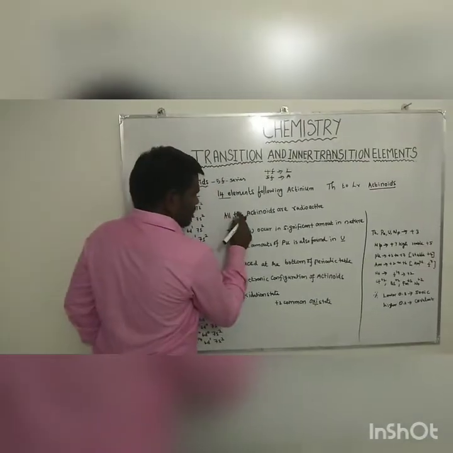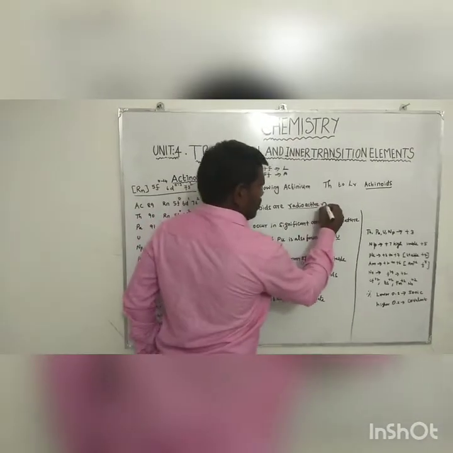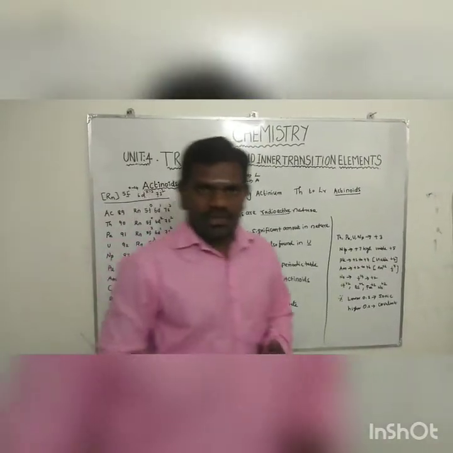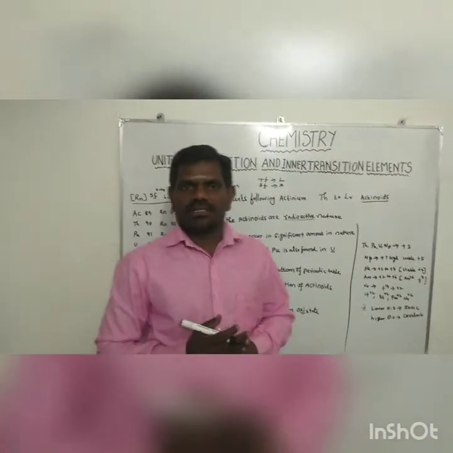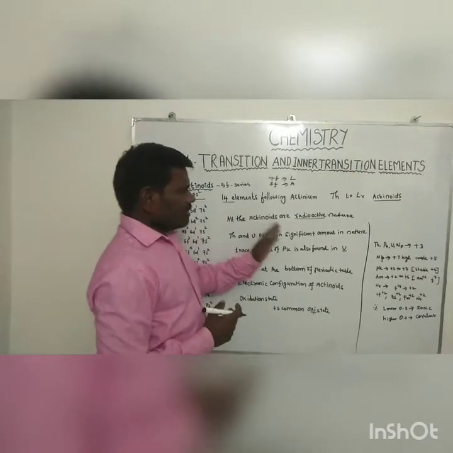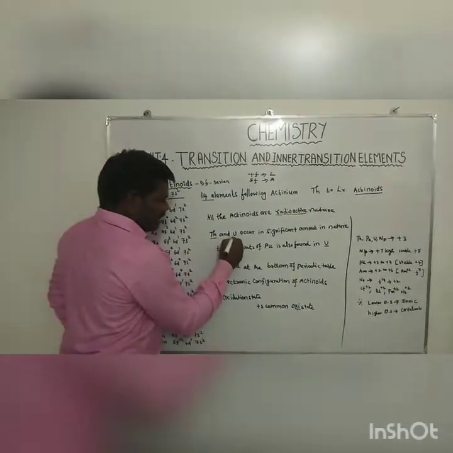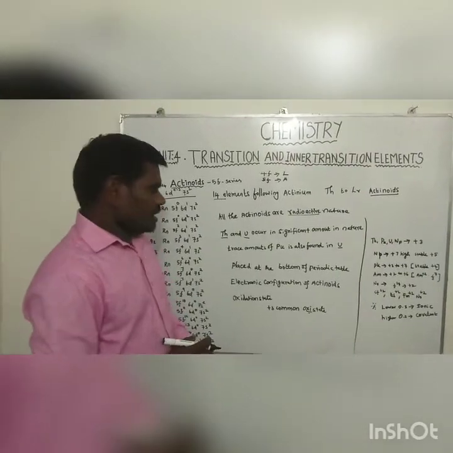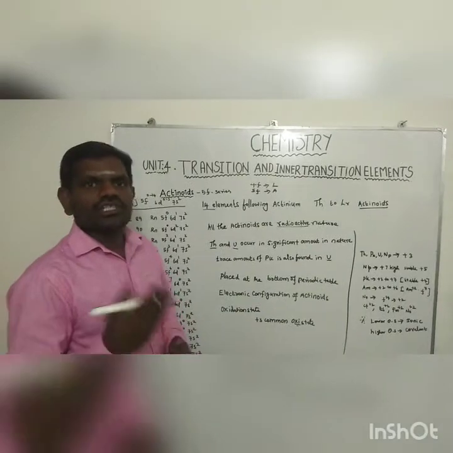All the actinides are radioactive in nature, which means those elements spontaneously emit some rays. So all the actinides are radioactive. You see, thorium and uranium occur in significant amounts in nature, but trace amounts of plutonium are also found in uranium.